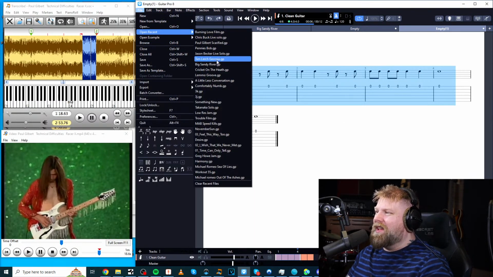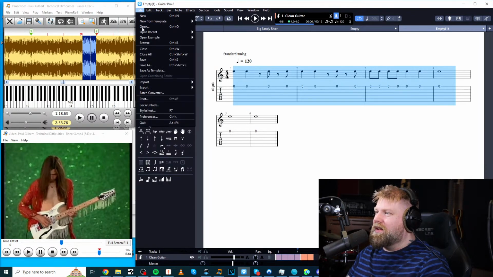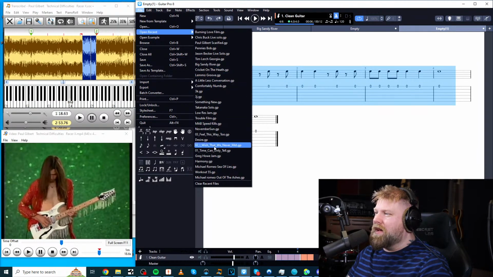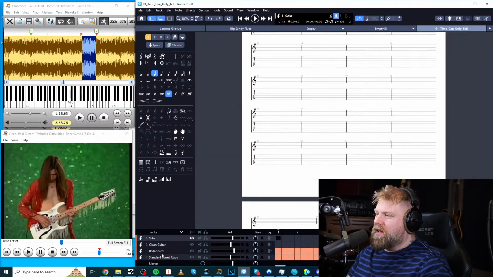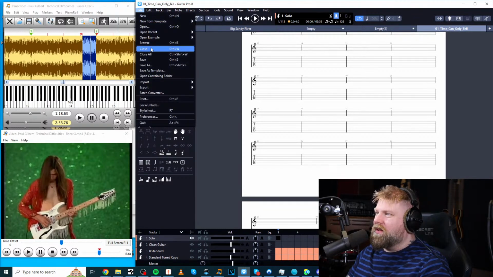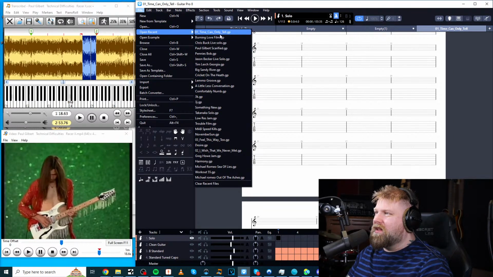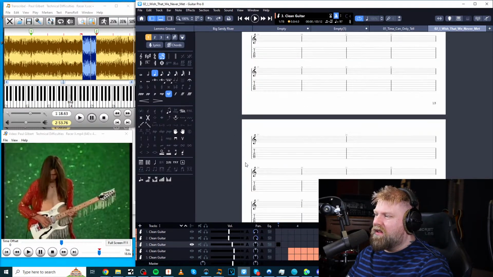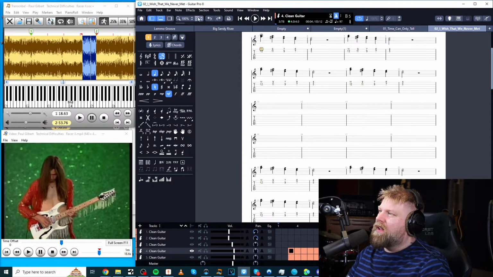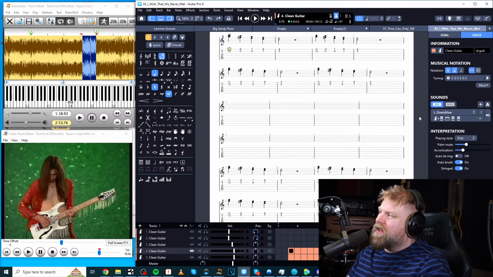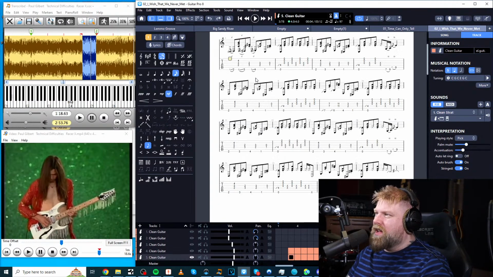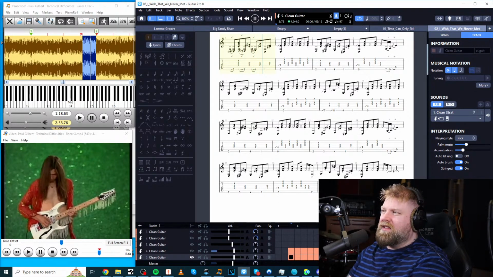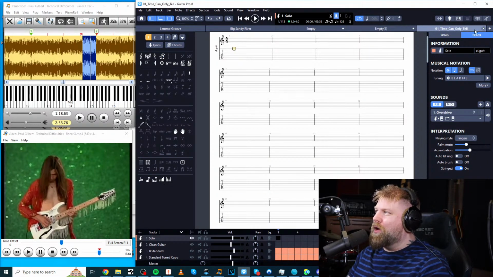If I open up... I'll probably get in trouble for this because this album hasn't come out yet. But this artist is... nope, not that one. Just tuning on these. Yeah, this is open C. All the guitars in this are open C. So when I hear this, I can transcribe those because I know the guitar player.